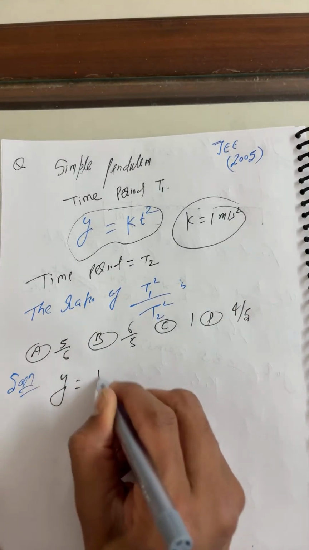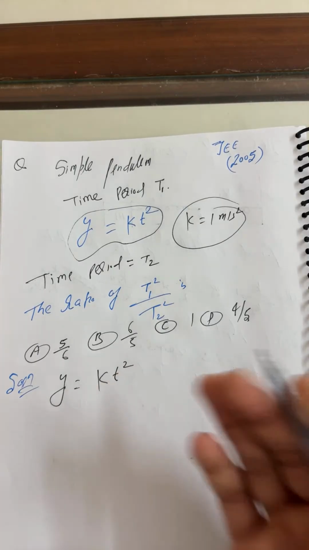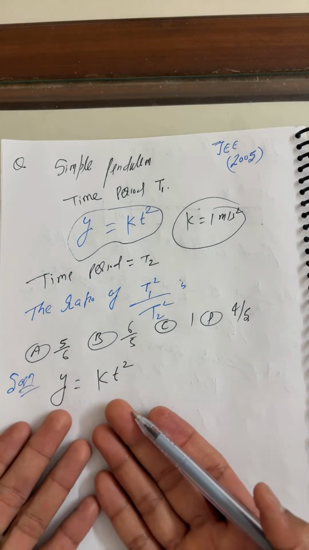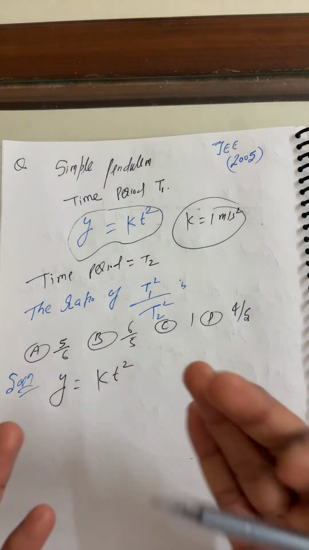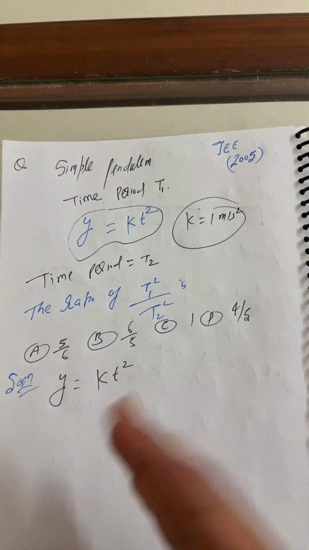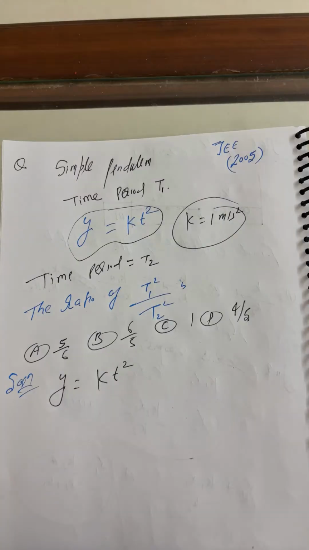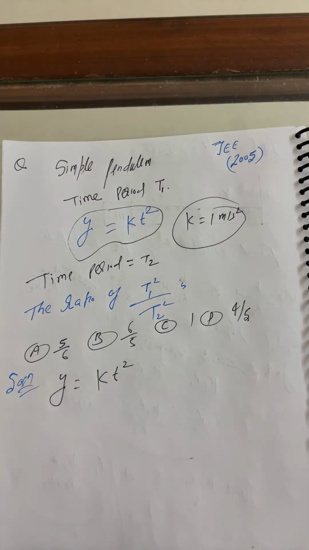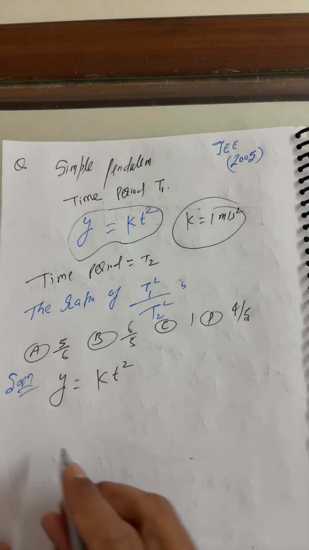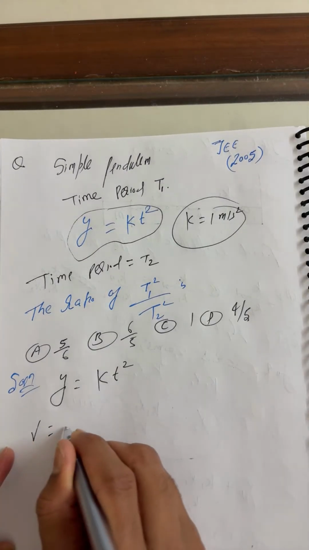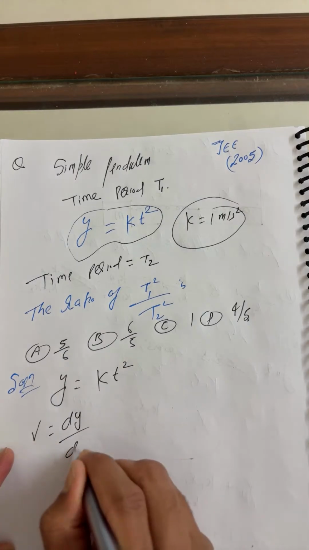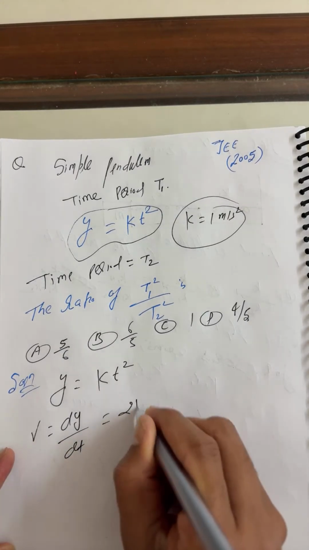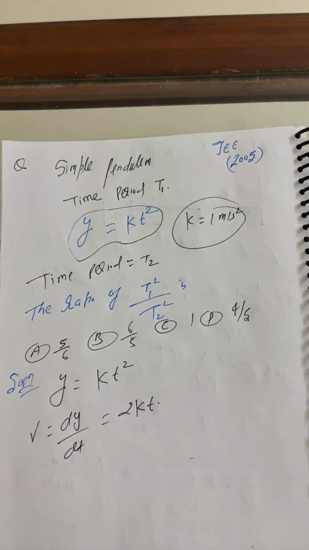y as a function of t is kt square. I hope all of you remember, if we have a displacement equation from kinematics and differentiate it once with respect to time, we get the velocity of the particle. So velocity is equal to d by dt of kt square, which is 2kt.